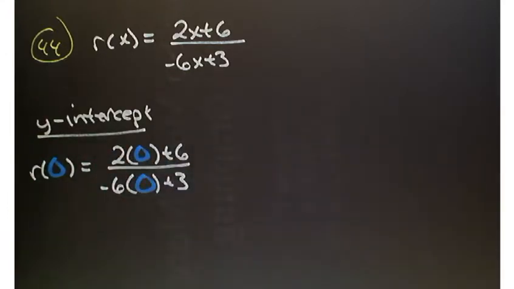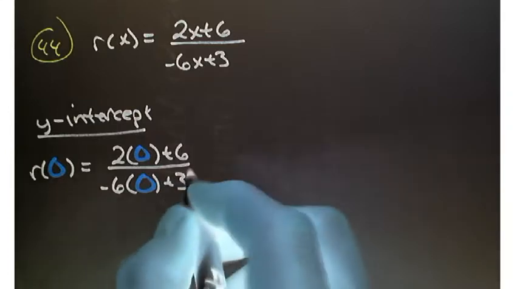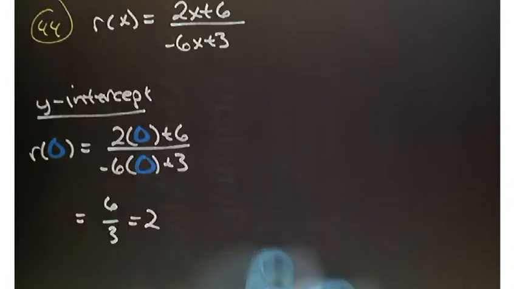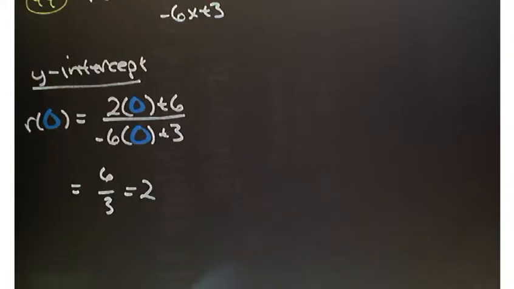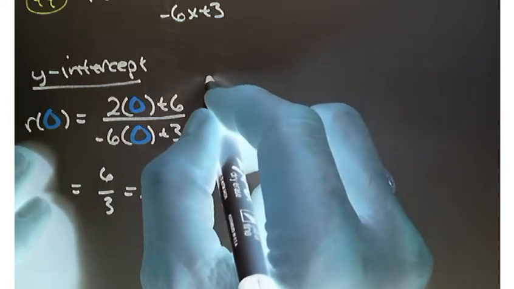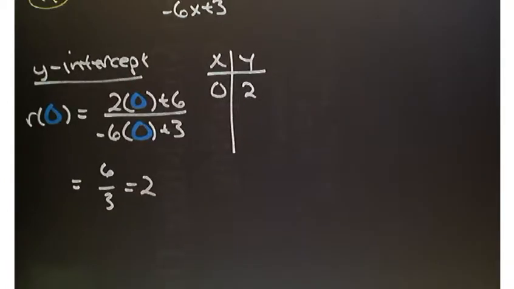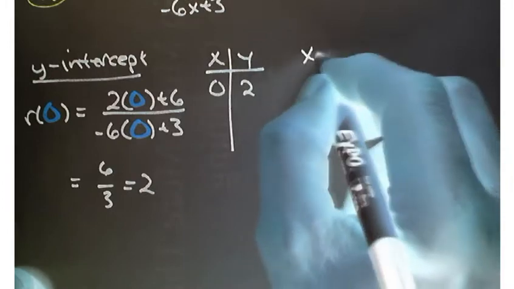You should end up with 6 over 3, which is 2. Okay. Now let's keep track of this in the form of a little t-table. So 0 and 2. How about the x-intercept? What do I have to do to find the x-intercept?